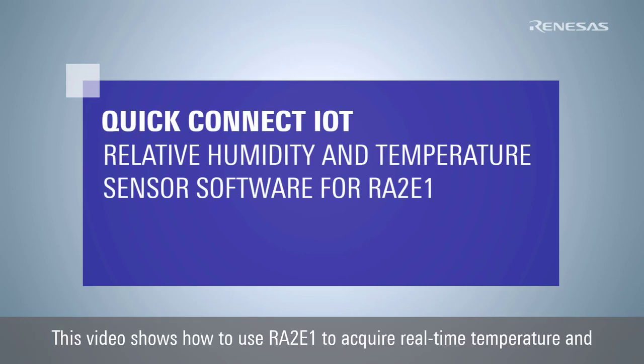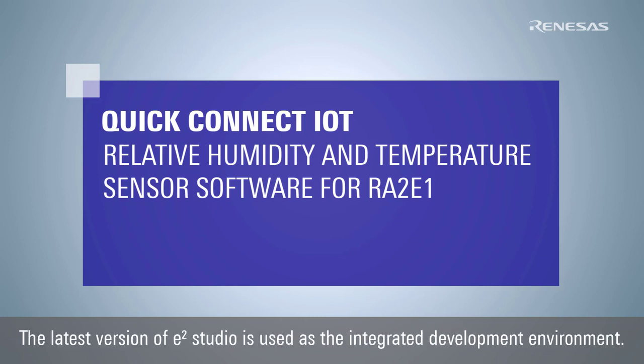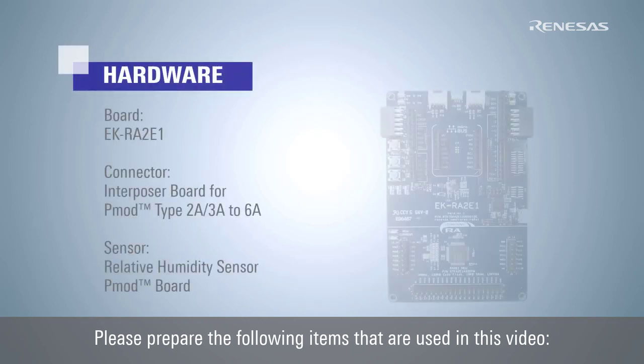This video shows how to use RA2E1 to acquire real-time temperature and humidity data from a sensor board. The latest version of e² studio is used as the integrated development environment. Please prepare the following items that are used in this video.